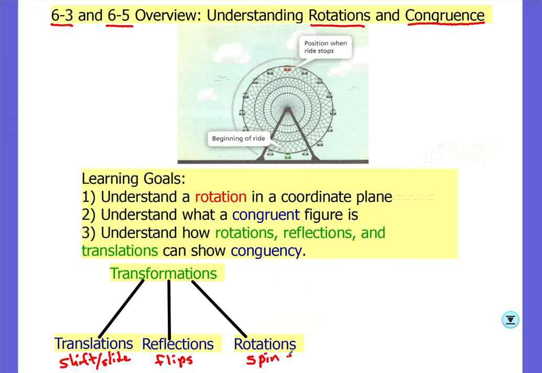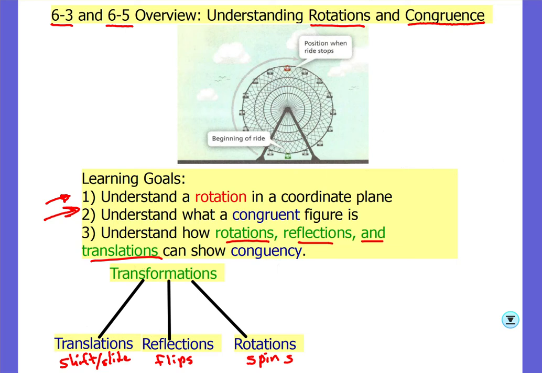And so essentially, I'll just go over the learning goals. We're going to try to understand how to rotate in a coordinate plane. And then we're going to try to understand what a congruent figure is. And then we're going to try to figure out how rotations, reflections, and translations all kind of show congruency.